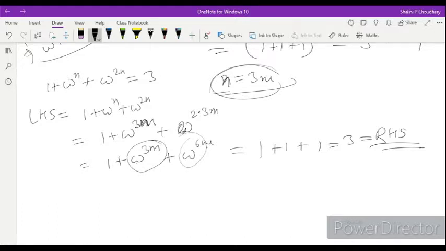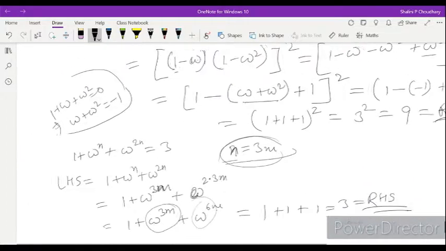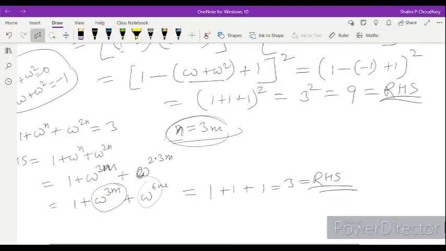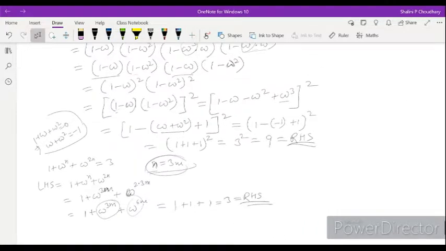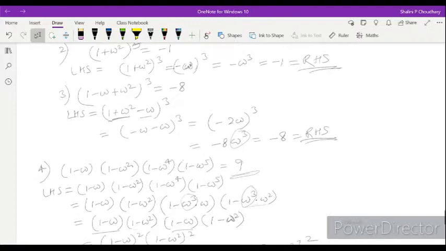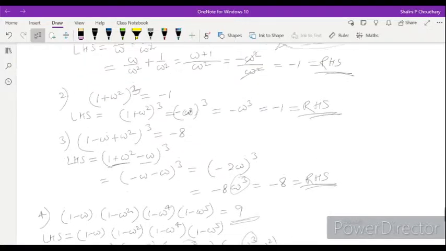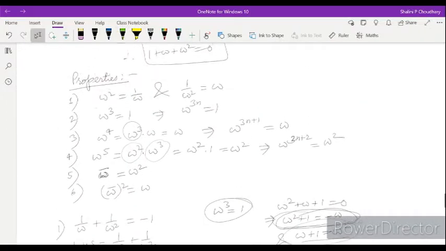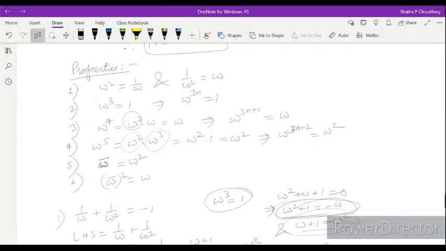Now we'll see some more questions in the next video. I hope you understood the concept and properties of the cube roots of unity and how to find them. Also remember 1 + ω + ω² is equal to 0, and 1, ω and ω² are all three the cube roots of unity.